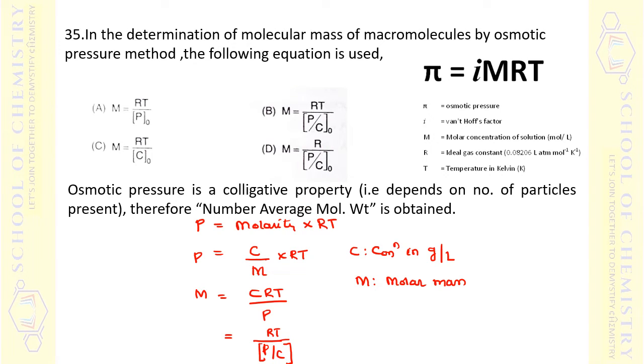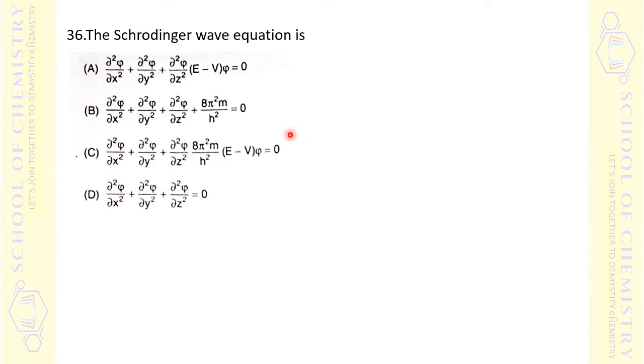So the correct answer for this should be option B, right? Where they say that M is equal to RT upon P upon C. So option B is the correct answer for this. The original equation will be this, and appropriate rearrangement will give you the correct answer. It is option B.